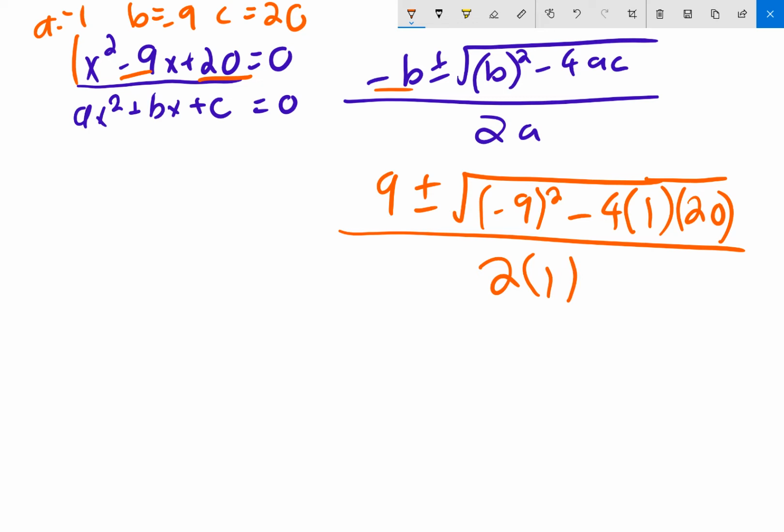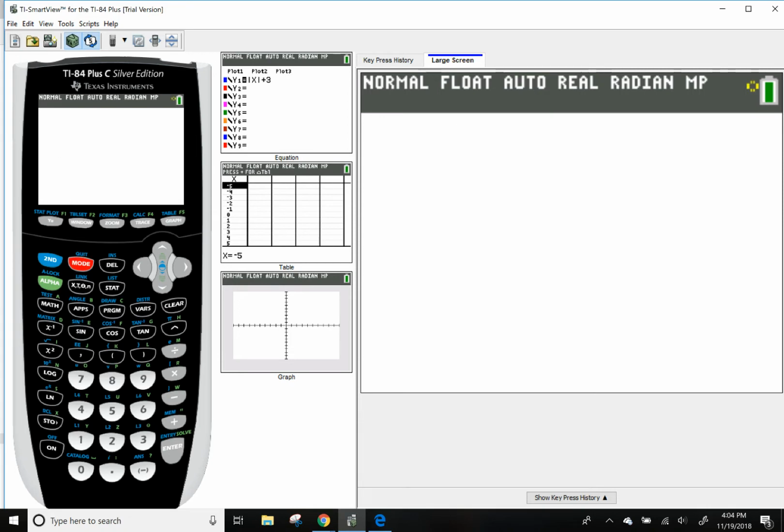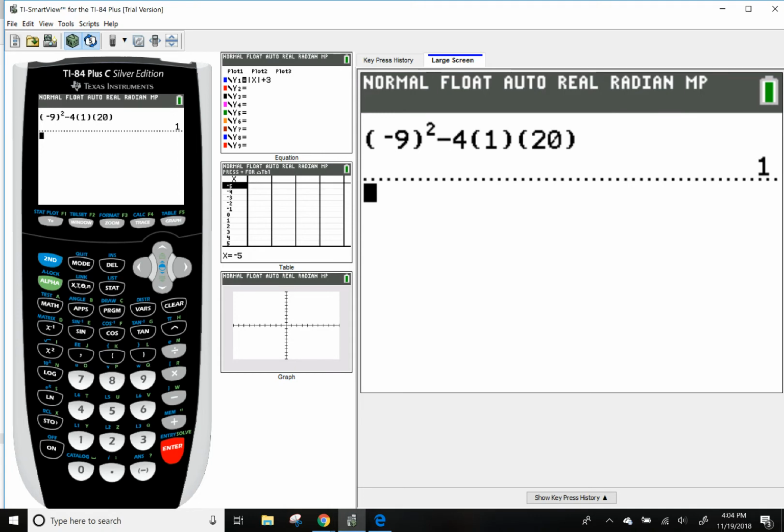So I'm going to use my calculator to simplify most of this here. Everything inside this radical sign, I'm going to type that in the calculator and see what I get. So let me jump to my calculator to work that out real quick. I'm going to type in, not the square root, I'm going to leave the square root out for now, but I'm going to type in negative 9 in parentheses squared minus 4 times 1 times 20. So this is just the part that's inside the radical sign. I'm not including the radical sign with this just yet. But when I type that all out, that equals 1.